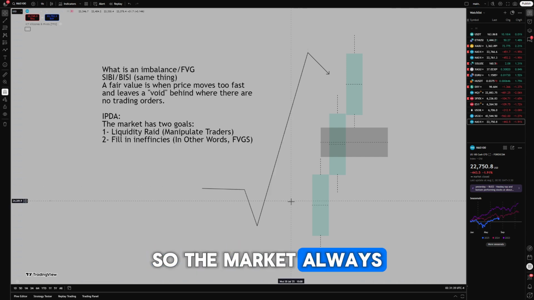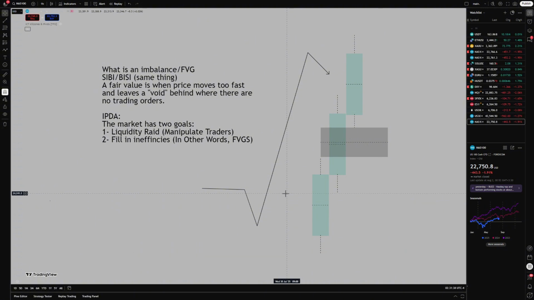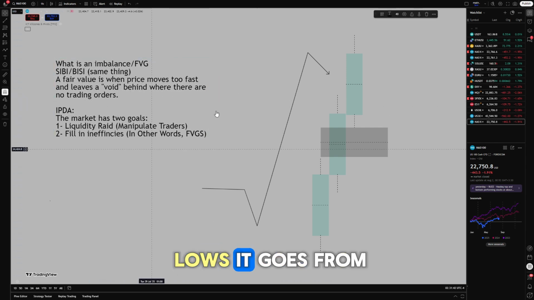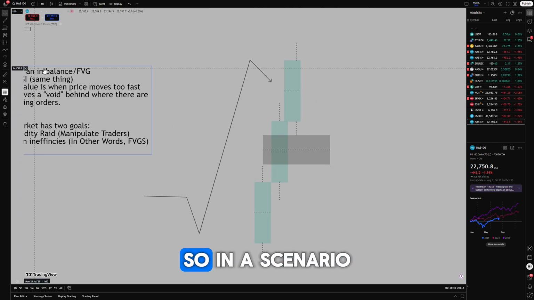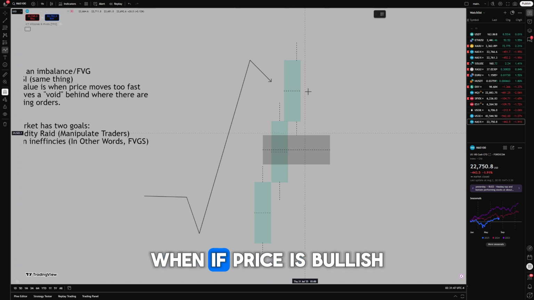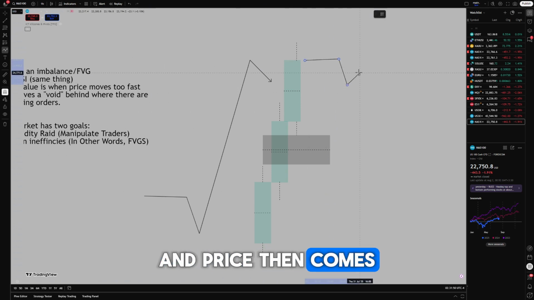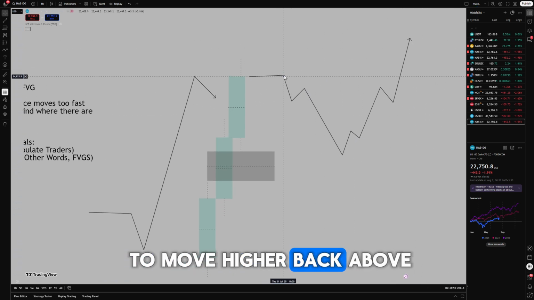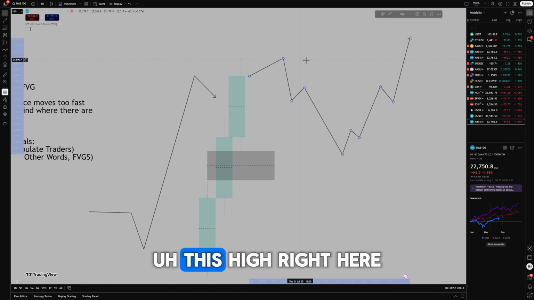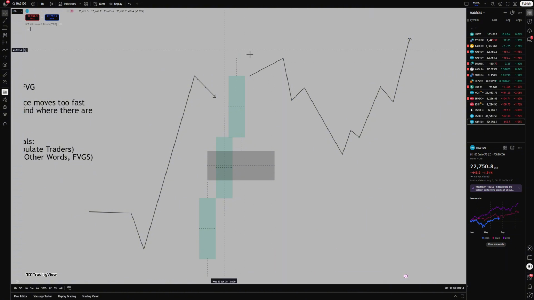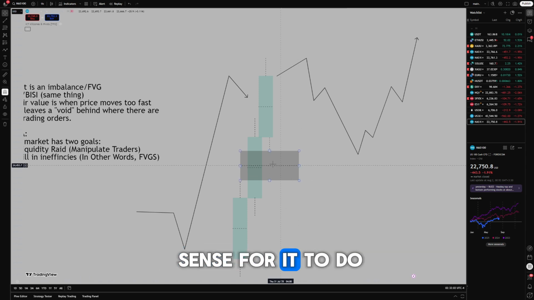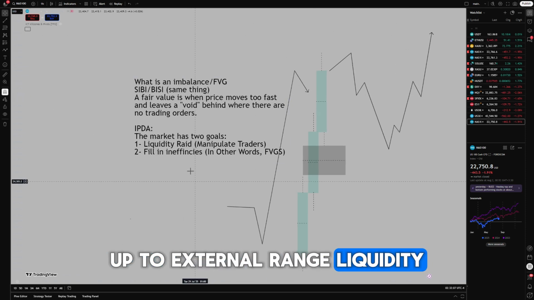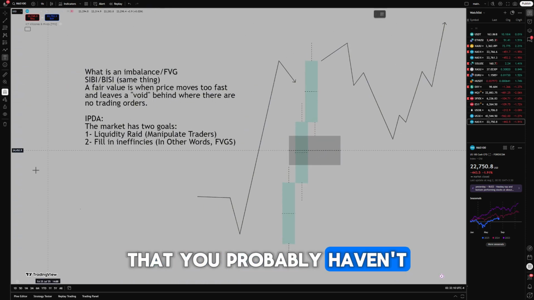So the market always goes from fair value gaps to external range liquidity, which is highs and lows. It goes from a high to a low. In a scenario like this, if price is bullish and then comes back and trades lower into this gap, you would expect it to move higher back above this high right here. That's what makes sense for it to do, from internal range liquidity to external range liquidity. Now, I just used 2 new words that you probably haven't heard of if you're new to this.